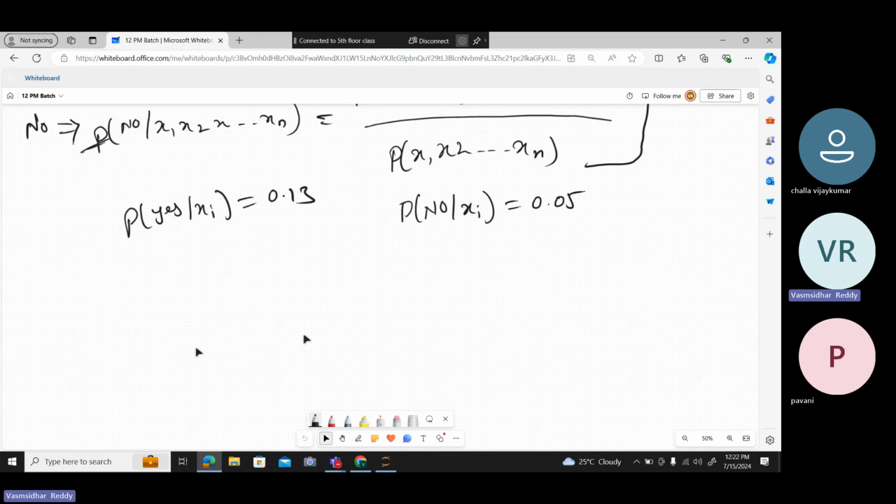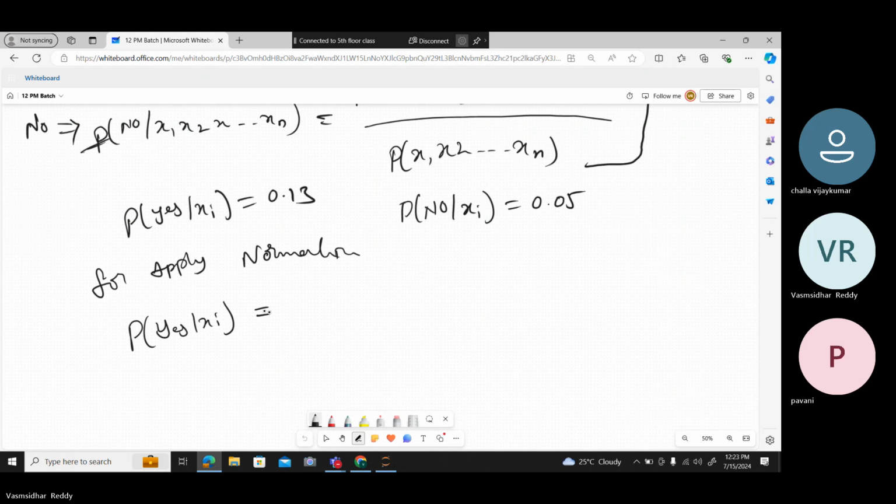For applying normalization, in case you require normalization, simply follow these things. P of yes given Xi equals, I am applying the normalization for the probability of yes: 0.13 divided by 0.13 plus 0.05.